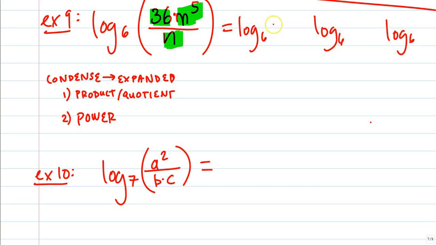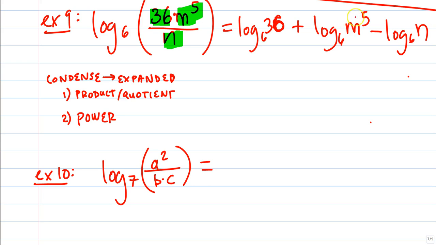The 36 is multiplying, so it stays positive. The m to the fifth, it's multiplying, is positive. And the n is dividing. Dividing expands to subtraction. Am I done? Well, I'm done with the product and the quotient. Multiplying stayed positive. Dividing became negative.